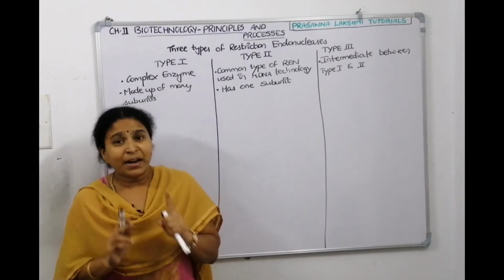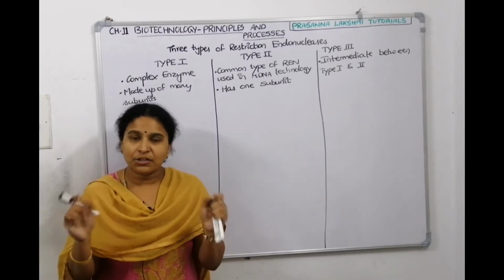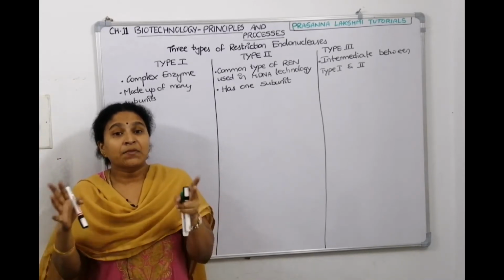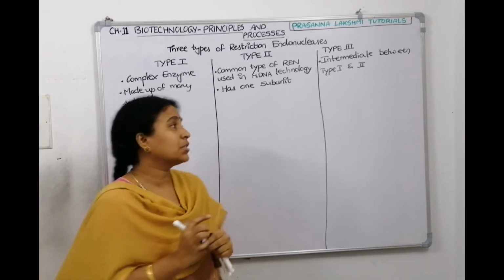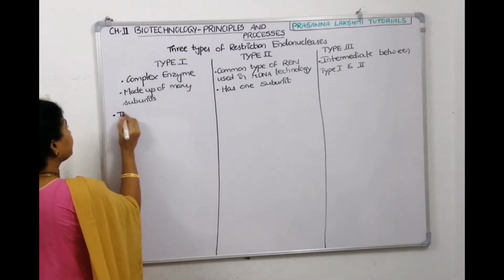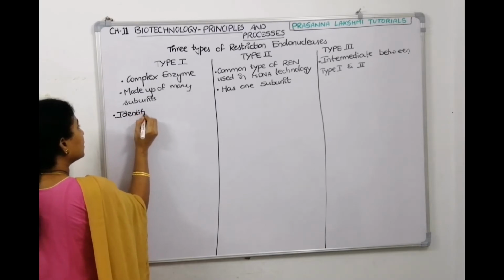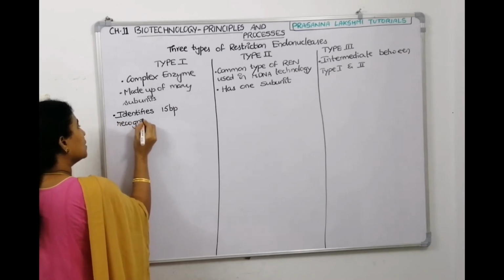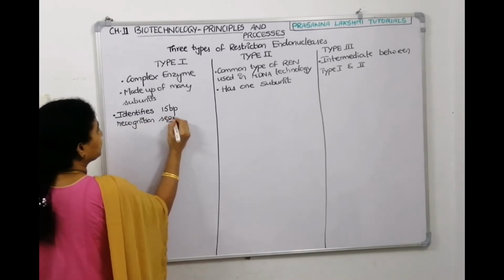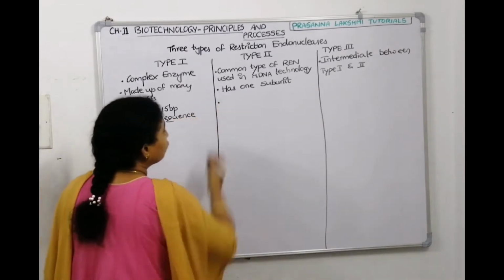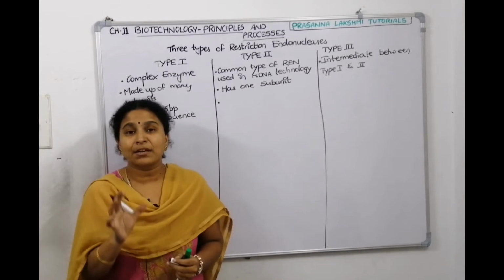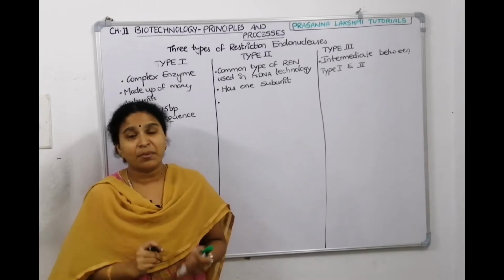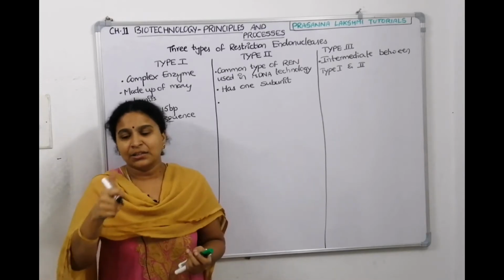Then, type 1 restriction enzyme identifies a recognition sequence. What is the length of the recognition sequence it is going to identify? It will identify a 15 base pairs recognition sequence. Whereas type 2, children, you know, in NCERT textbook they have given the recognition sequence for an enzyme called EcoR1. Its recognition site is palindromic, it is GAATTC.